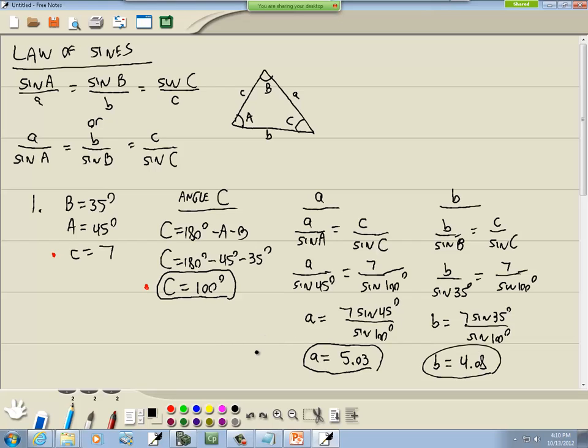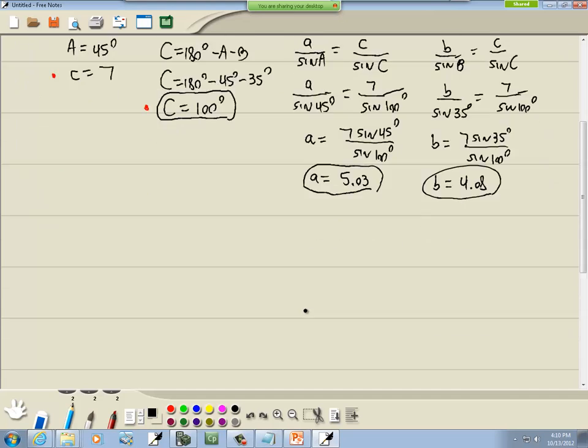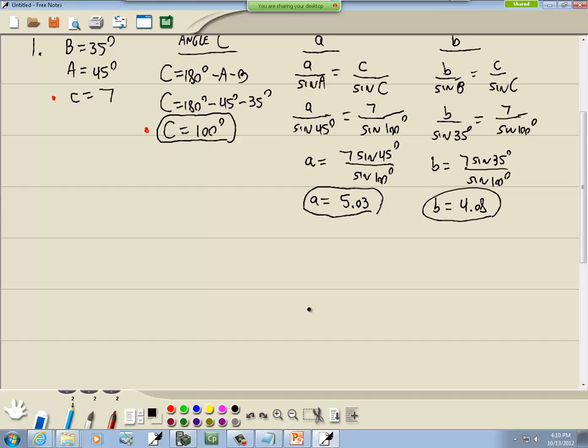Now solving a triangle basically means find all the missing sides and angles, which we just did. Notice 100 degrees is our largest angle, C is 7, it's the largest side. Our smallest angle is 35 for the B, and little b is 4.08, which is our smallest side. That's the way it should work. That's a quick check you can do to make sure that at least that part's correct. That sometimes points out math errors.